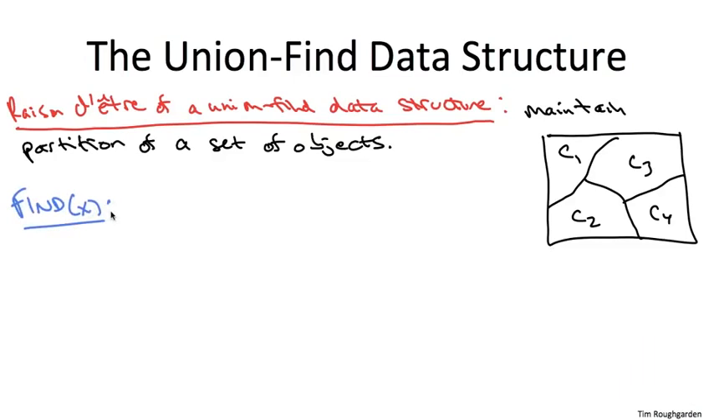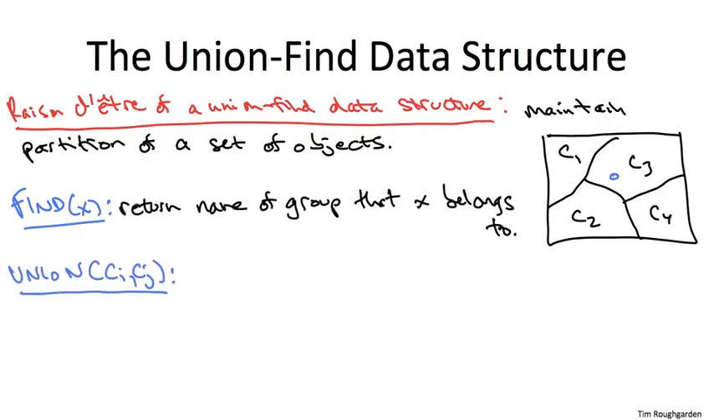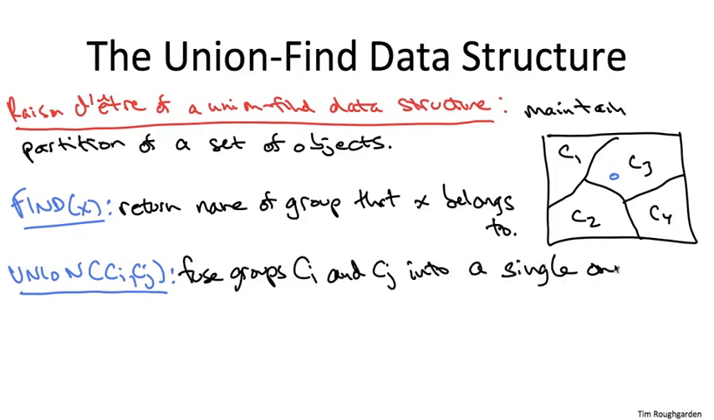So the find operation, we give it an object from this universe, and we ask the data structure to return to us the name of the group to which that object belongs. So for example, if we handed it an object in the middle of this rectangle, we'd expect it to return to us the name C3. The union operation, by contrast, takes as input the names of two groups, and what we want the data structure to do is to fuse those two groups together. That is, the objects in the first group and the objects in the second group should all coalesce and now be in one sole group.